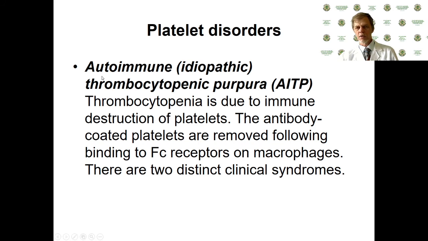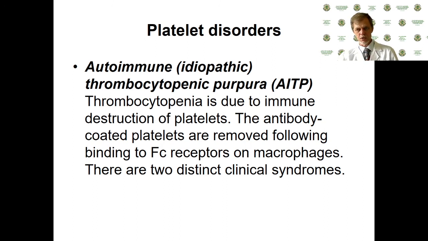The most common reason for platelet problems is autoimmune idiopathic thrombocytopenic purpura, AITP. Autoimmune is clear; idiopathic means without reason, we don't know the reason. Thrombocytopenic means low count of thrombocytes, and purpura is bleeding. Thrombocytopenia is due to immune destruction of platelets. We don't know why, but our immune system produces antibodies against platelets. The result is killing and destruction of platelets, and the patient experiences lack of platelets.